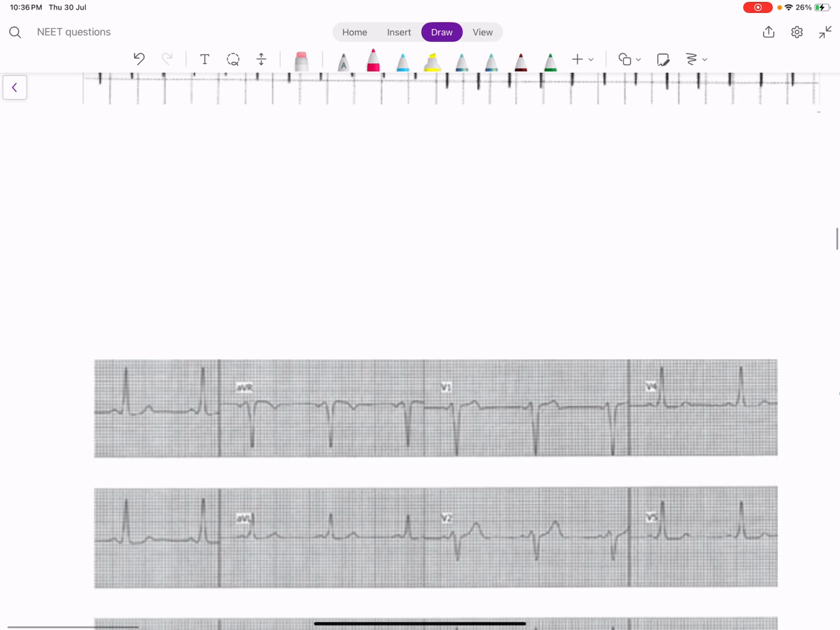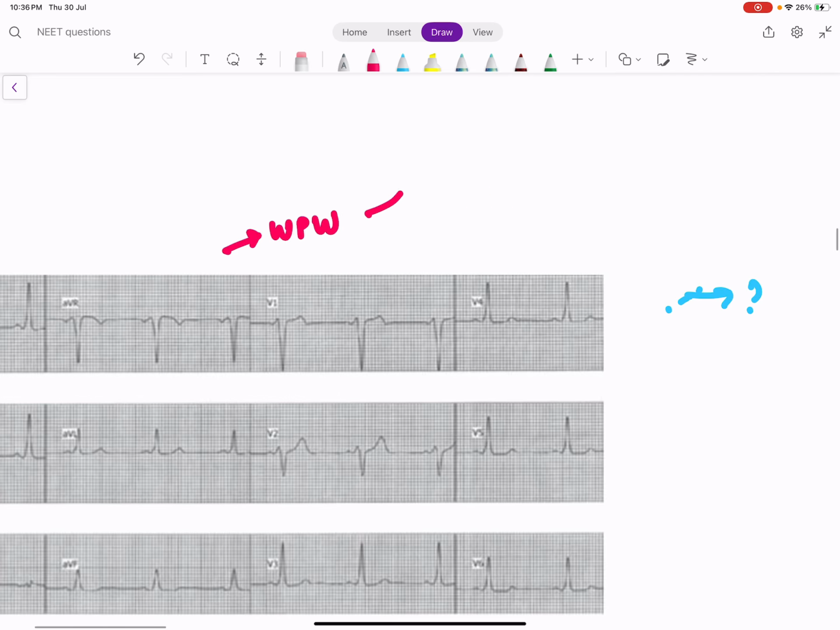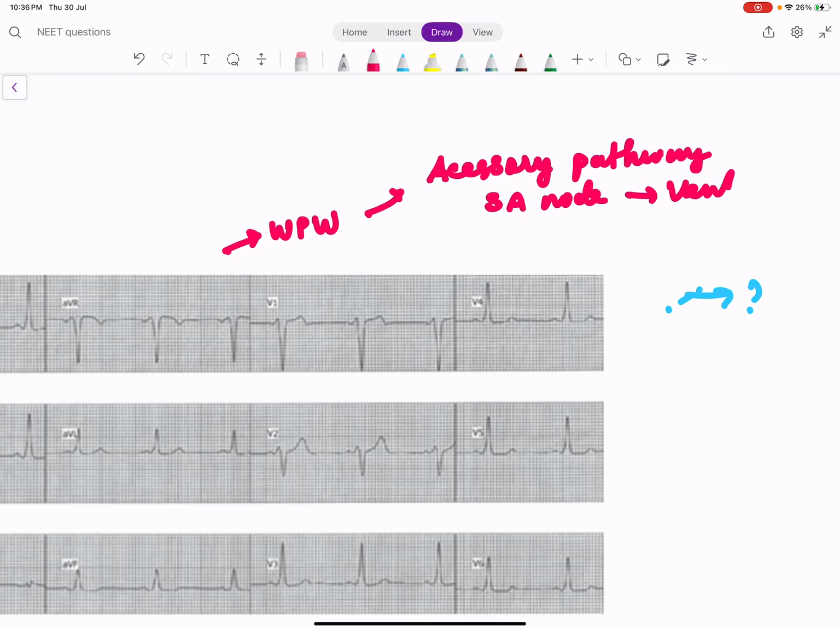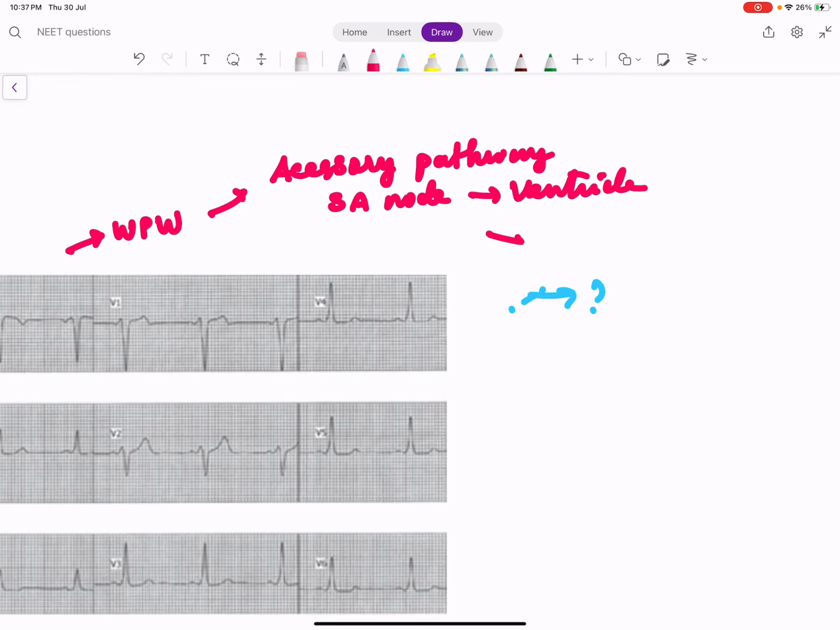AVRT is also the same, but AVRT usually has a predisposing disease, which is Wolff-Parkinson-White. We already discussed Wolff-Parkinson-White is one disease causing an accessory pathway. An accessory pathway is a pathway connecting the SA node to the ventricle directly without going to the AV node. When such a thing happens, what happens? The AV node usually delays the conduction. So here conduction is faster.